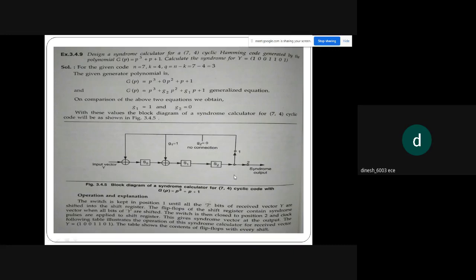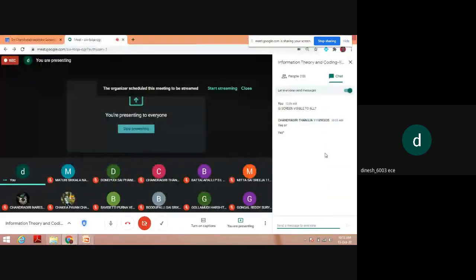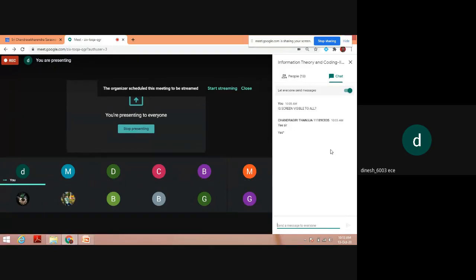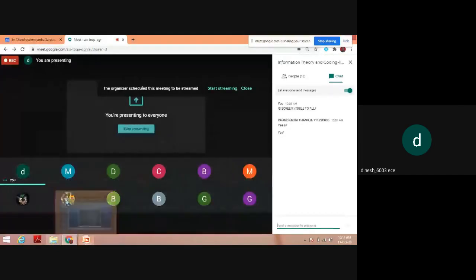That's all. Syndrome output. So any doubts in drawing this block diagram? You can type in the chat box. I'll check it now. Okay, since there are no queries, I'll proceed further.